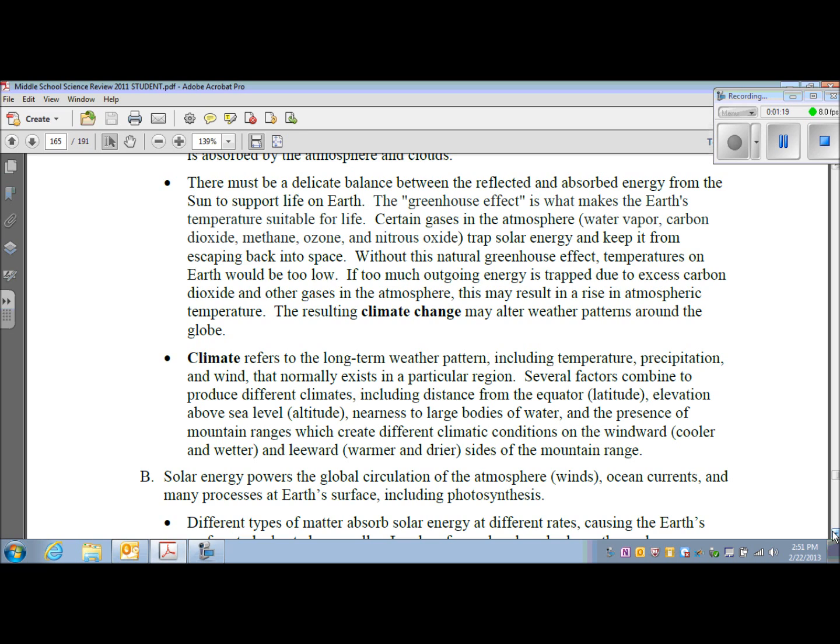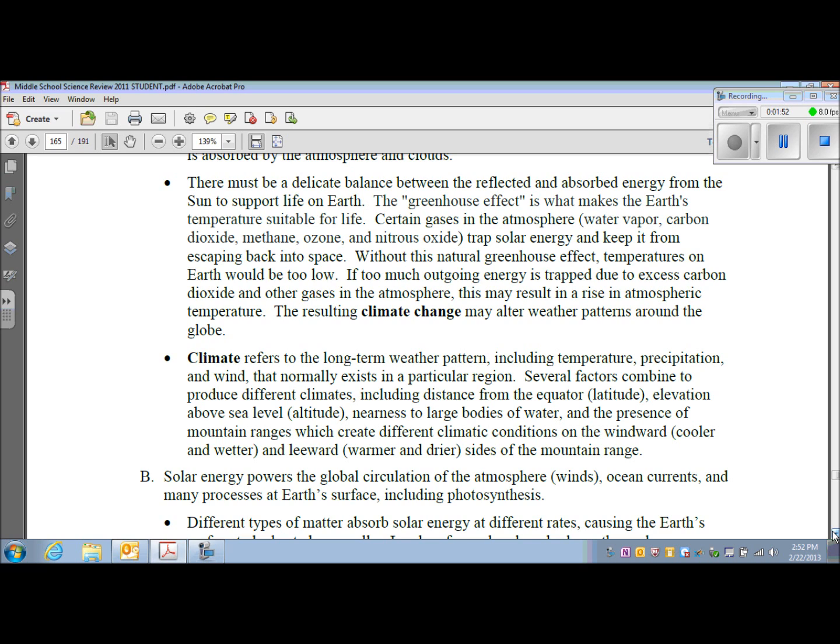If too much outgoing energy is trapped due to excess carbon dioxide and other gases in the atmosphere, this may result in a rise in atmospheric temperature. The resulting climate change may alter weather patterns around the globe. Climate refers to the long-term weather pattern, including temperature, precipitation, and wind, that normally exists in a particular region.